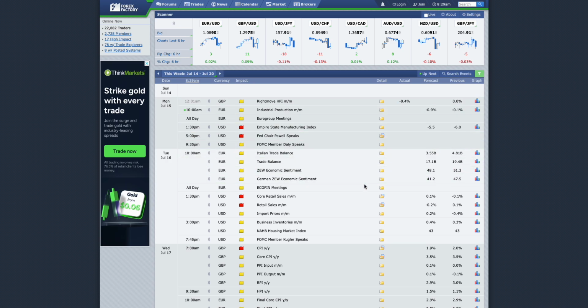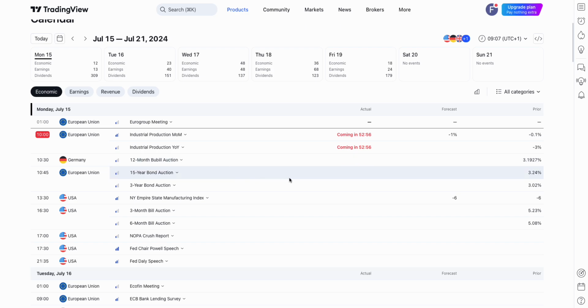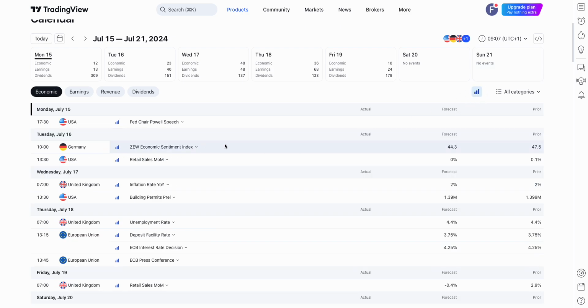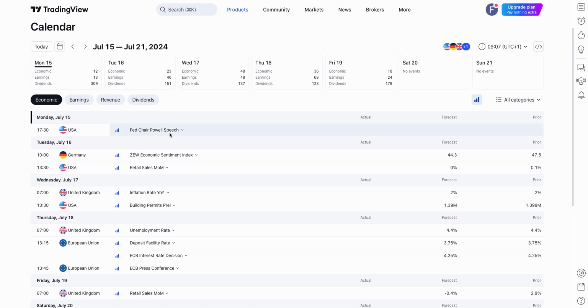So something that I always bear in mind. You can get this information also on TradingView. If you can put a higher, the most important news. So Fed chair, and also tomorrow the Germany ZEW economic sentiment. We've got retail sales, as I just mentioned.